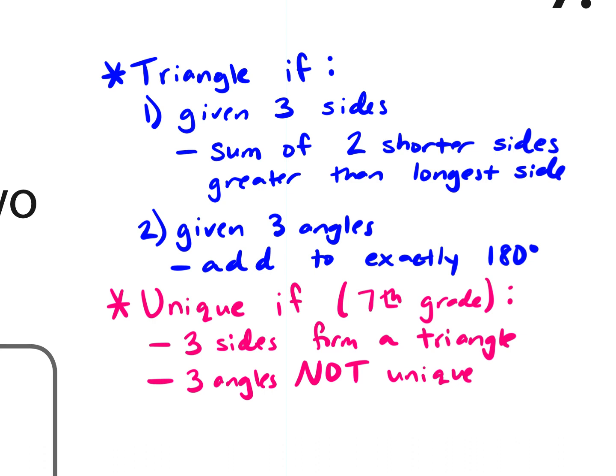If you're given just 3 angles, it is not a unique triangle because the 3 angles could be the same shape for a very small triangle or a very large triangle. You could have an infinite number. There is such a thing as a combination of certain numbers of sides and angles that form unique triangles, but we do not cover that in 7th grade here.